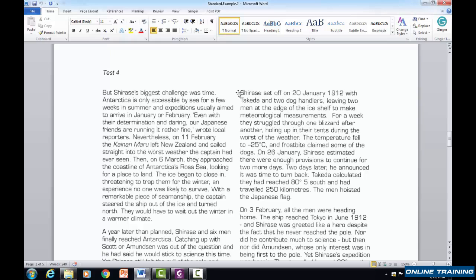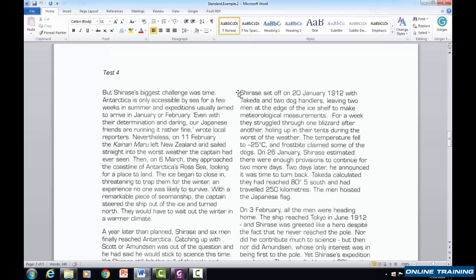Cherise set off on January 20th with Takeda and 2 dog handlers, leaving 2 men at the edge of the ice shelf to make meteorological measurements. So the topic sentence tells me that this paragraph is about meteorological measurements, which means weather. And a lot of times, remember, if you know anything about paragraphs for English, a topic sentence or the first sentence of a paragraph will describe what that paragraph is about.